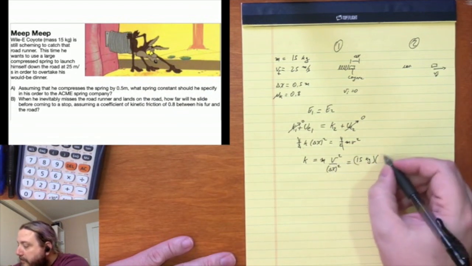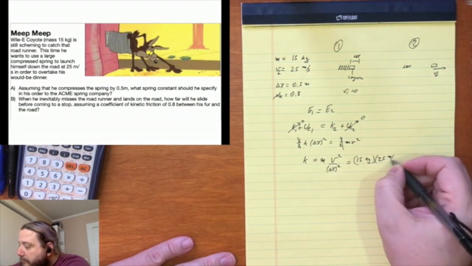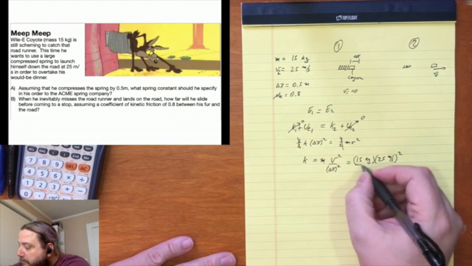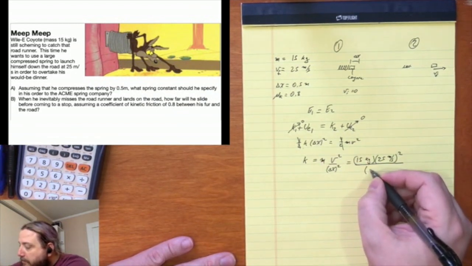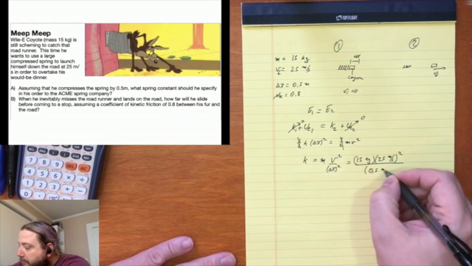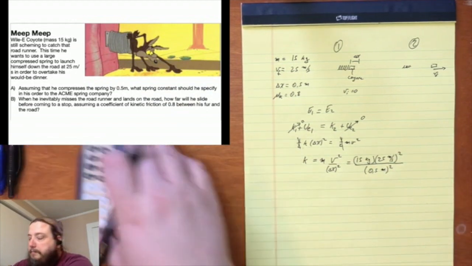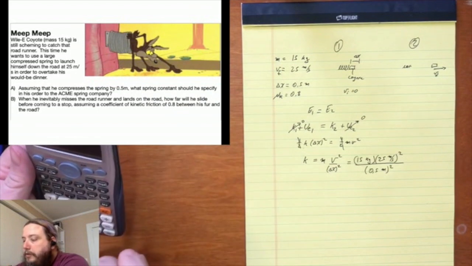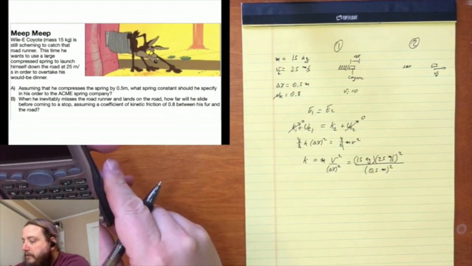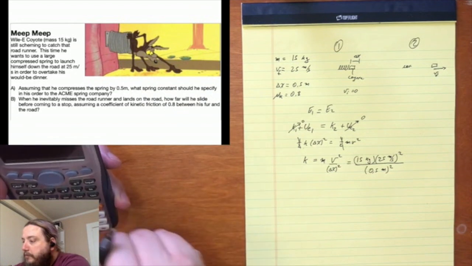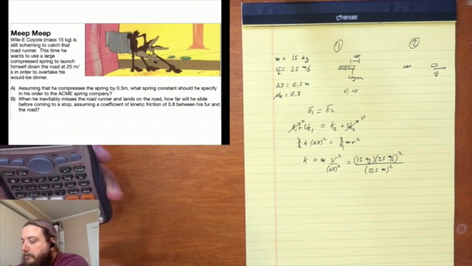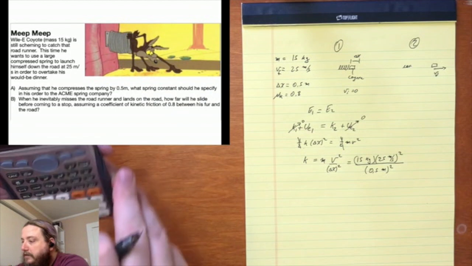Our final velocity is 25 meters per second. Our compression here is 0.5 meters. So 25 divided by 0.5, square that, multiply by 15.